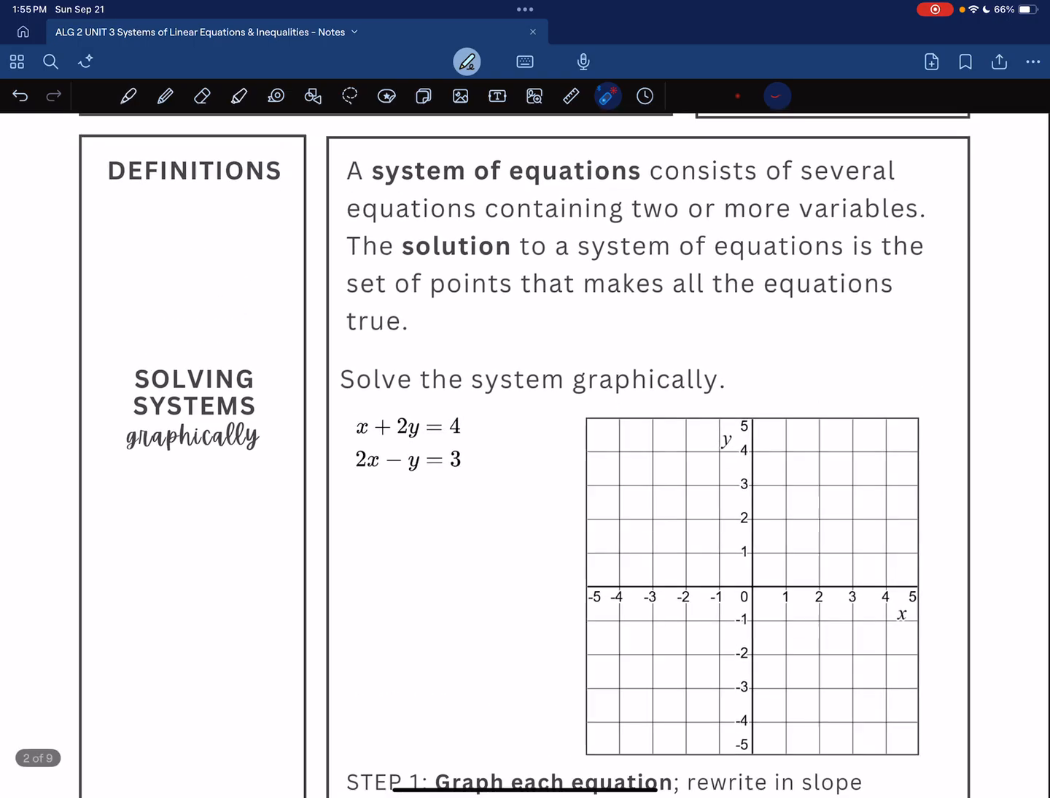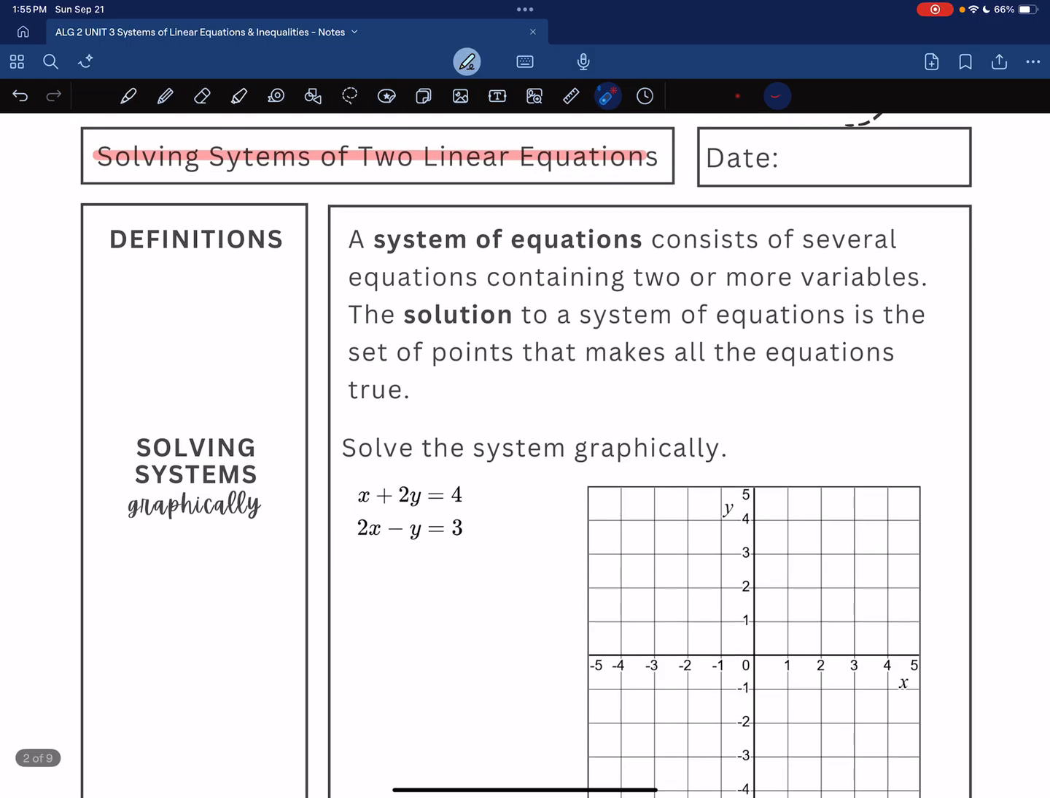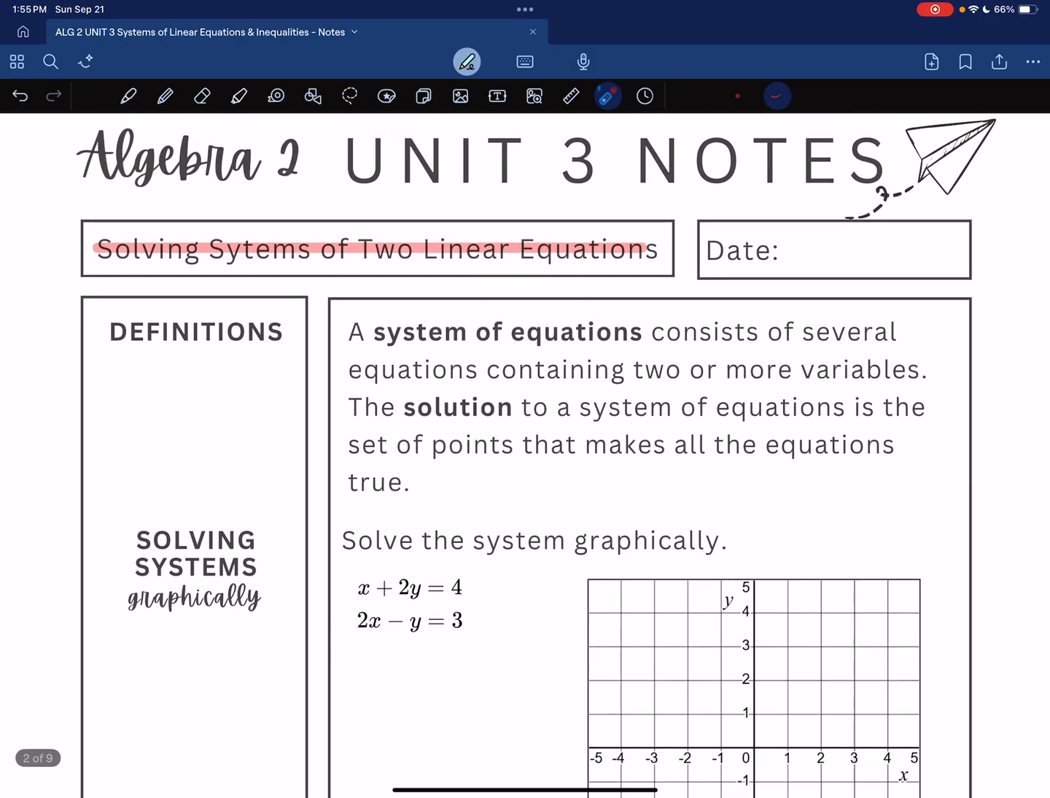So solving systems graphically. But before we get into the actual nuts and bolts of doing that, let's just begin by defining what exactly we mean by a system of equations. A system of equations consists of several equations containing two or more variables. And the solution to a system of equations is the set of points that make all the equations true.